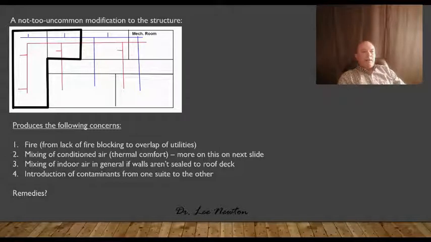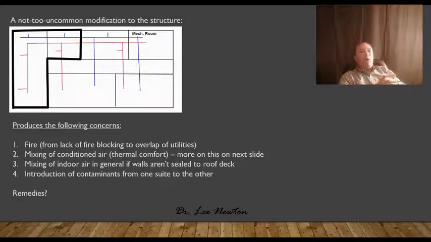Number three, you have mixing of the indoor air in general if the walls aren't sealed all the way up. In other words, if that smaller suite is not completely compartmentalized, you have recirculated air that can go above the drop ceiling, for example, or through the walls because your electrical outlets aren't completely airtight, and you can mix indoor air in general. And tenant A and tenant B might not have the same cleanliness habits, or business owner A, business owner B, they may not have the same type of business, and you might have fumes and contaminants.